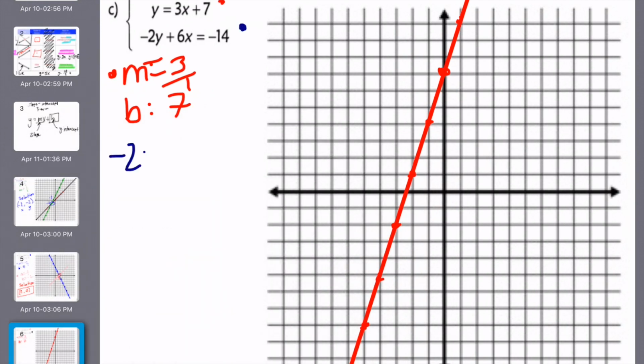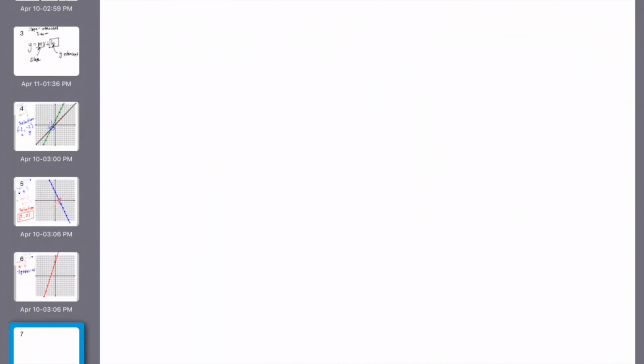I have -2y plus 6x equals -14. I already know that this equation is not written in slope-intercept form. So it's going to be very difficult for me to graph this. So what I need to do is rewrite this so that it's in slope-intercept form. So let's create another page and do that right now. So I have -2y plus 6x equals -14.